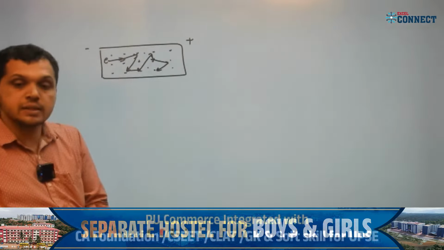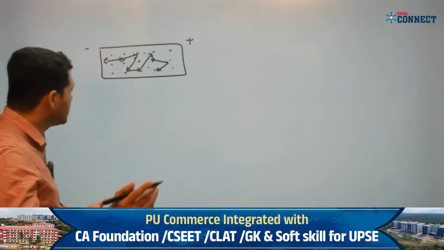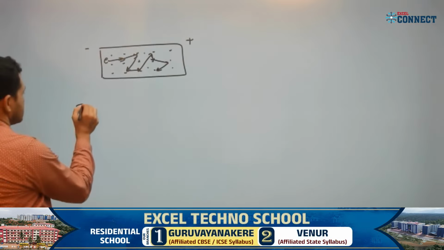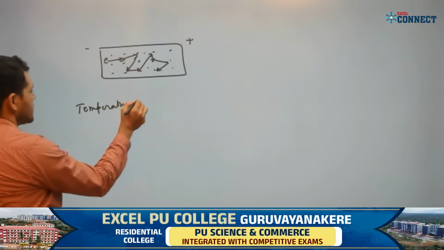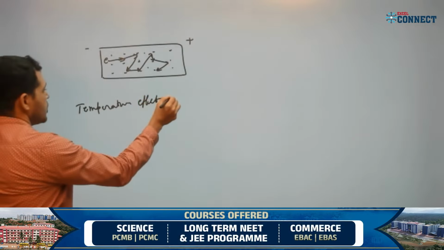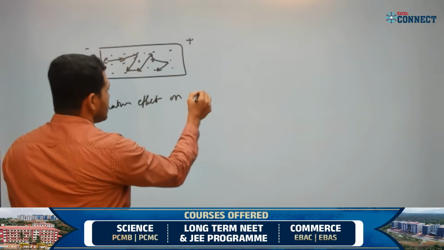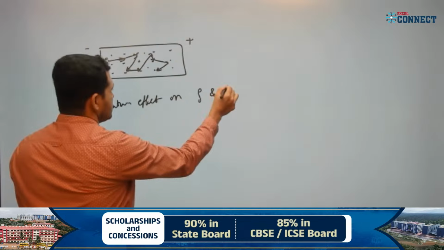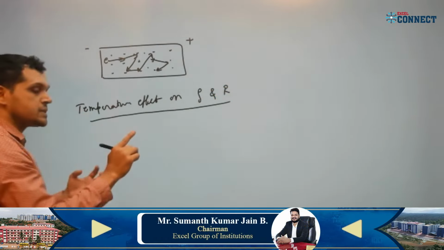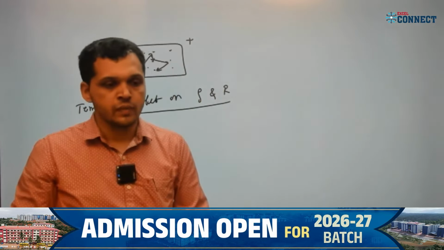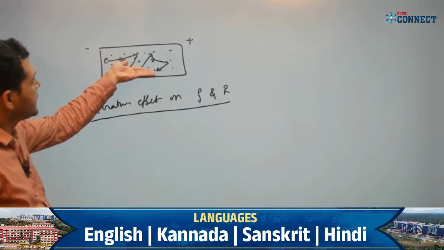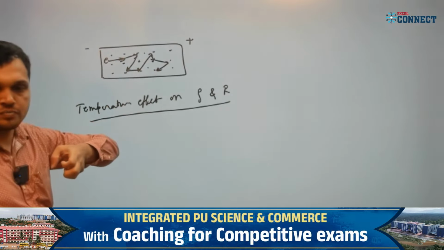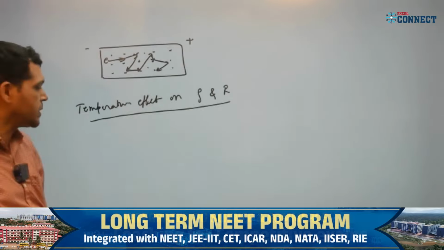Now, as the temperature increases, what happens? I have to explain the temperature effect on resistance and resistivity. Both resistance as well as resistivity depend on temperature. As the temperature increases, what happens? I will take one example. The temperature of the material increases. As the temperature increases, then what happens?